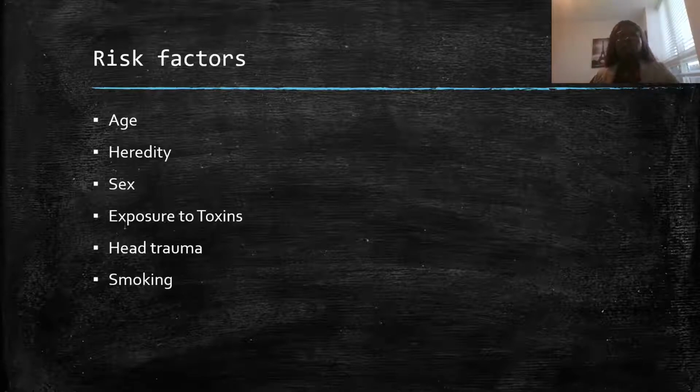Now, another risk factor is sex. Statistics have shown that men tend to be diagnosed more with Parkinson's than women. Then I also mentioned in the previous slide that exposure to toxins such as herbicides and pesticides increases our risk factors. Then I also have head trauma. Head trauma is not just associated with Parkinson's, but with several disorders. Then I also have smoking.